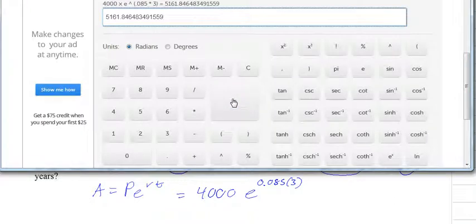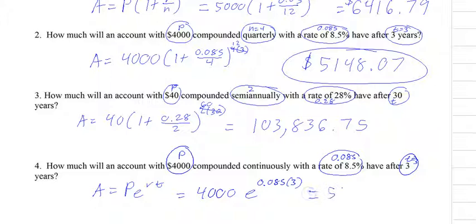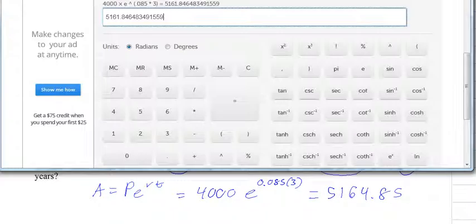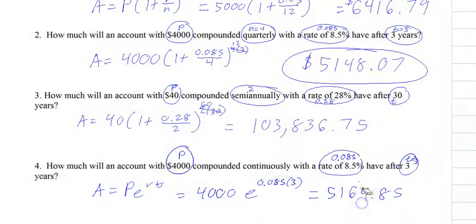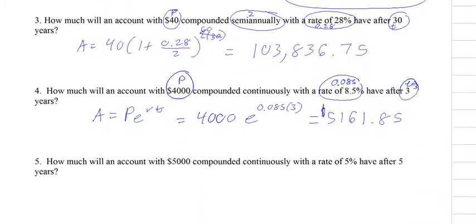So it's $5,164.85. Let me just double check it again. Yes, so see how it has a 4 and a 6. We have to round it to a 5. So $5,161. And that's it. So different formula, same stuff.